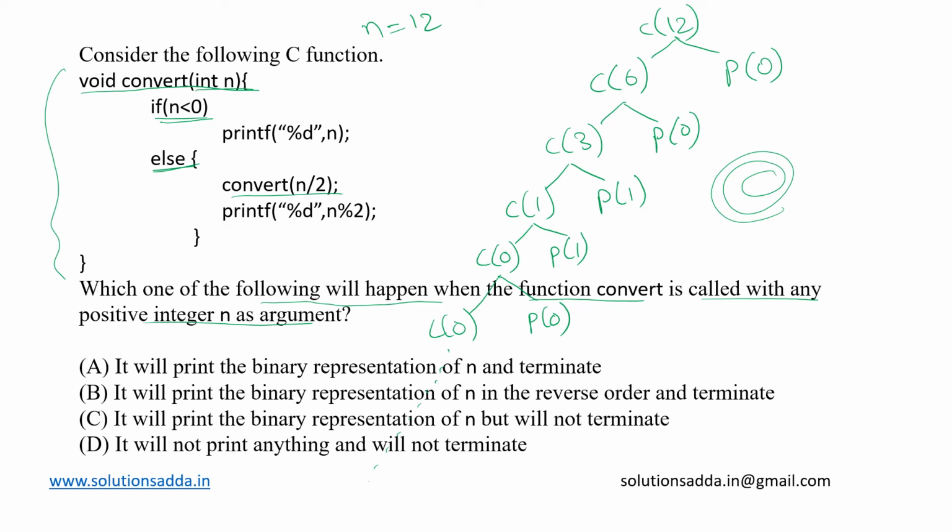So the correct option will be D. It will not print anything and it will not terminate. If it would have terminated at 0, then it would have given us a binary representation of 12, something like this: 0 1 1 0 0. This is the binary representation of 12. But since it did not terminate at any point, nothing will be printed, and hence option D will be our correct answer.